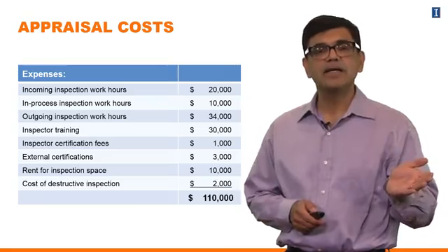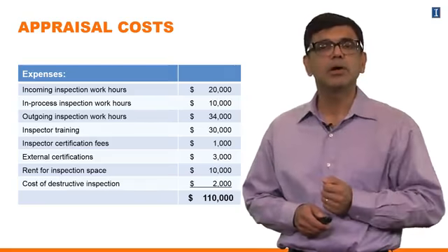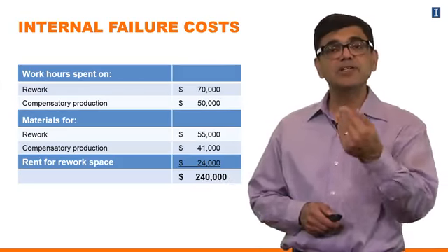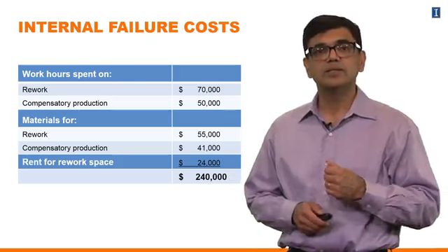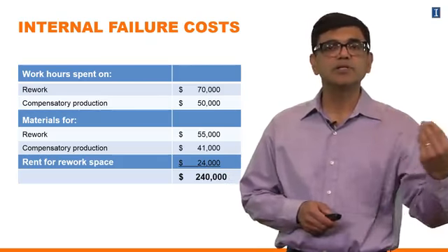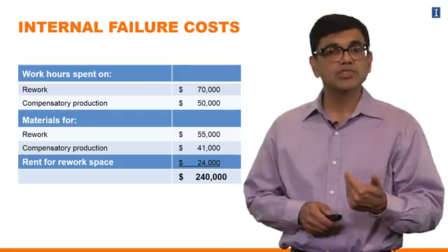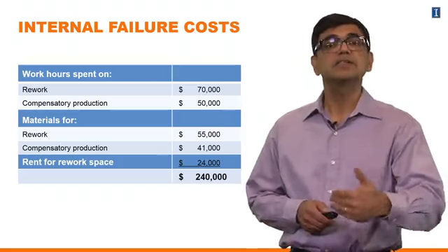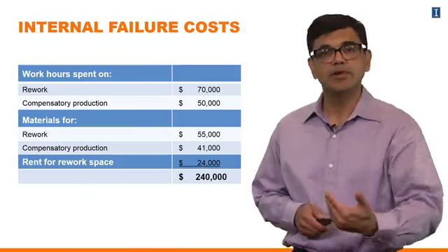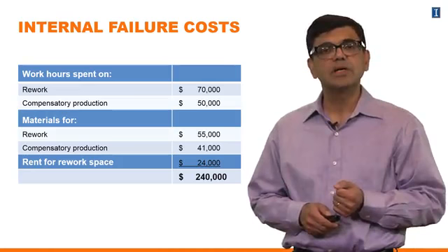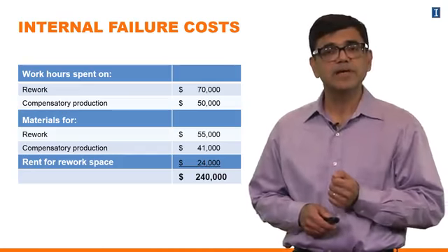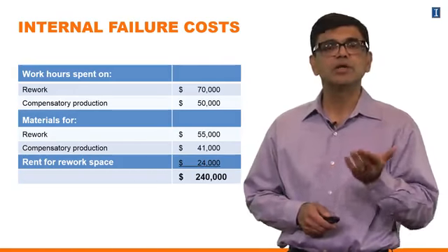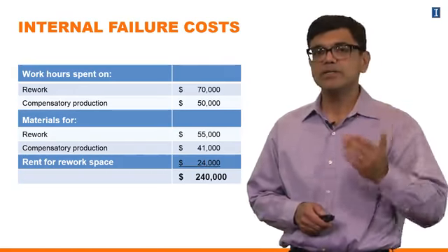So on prevention, you had a small amount and then a little more on appraisal. And what you see in the next slide is that they have substantially higher internal failure costs. So rework, compensating for reproduction. I'm sorry, this is internal failure, so this is something that you caught at the end of the line. You had to make up for the production for that, and that's what's going in here. And then there's materials that are needed for making up for that lost production. And then there's the rework space. So $240,000 being spent based on these categories.